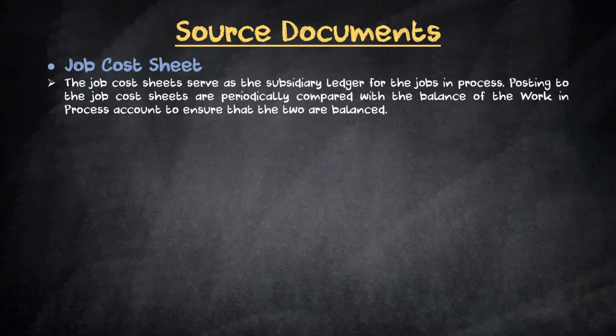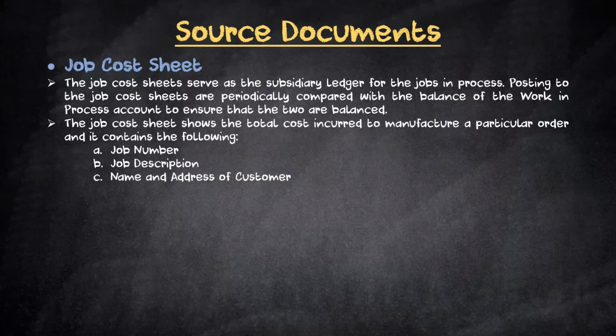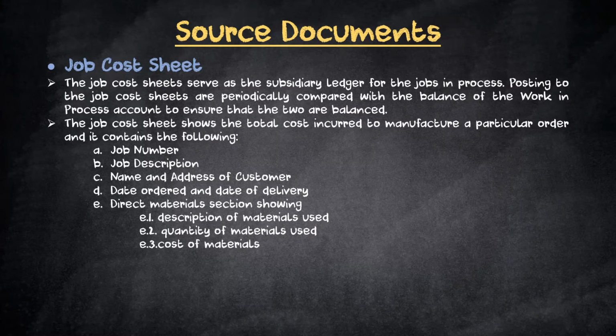job cost sheet. So sa job cost sheet, this usually serves as the subsidiary ledger for the jobs in process. So this is used to track direct and indirect costs. And it usually contains the following. Job number. Ang job number natin is uniquely applied to each job. Job description. Ano nga ba yung ginagawa natin sa job na to?